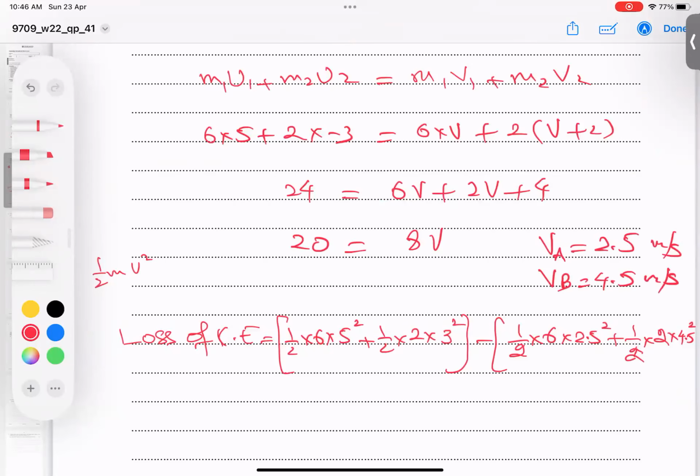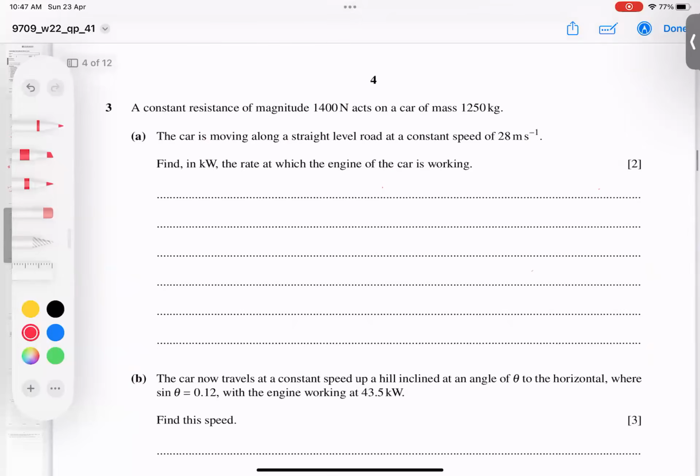Okay, now I'm just typing in calculator. Half into 6 into 25 plus half into 2 into 9 minus half into 6 into 2.5 square minus half into 2 into 4.5 square. So the answer is coming 45 joules. So I hope you're not getting any big trouble. Very easy. Right, let's go for the next question, number three.